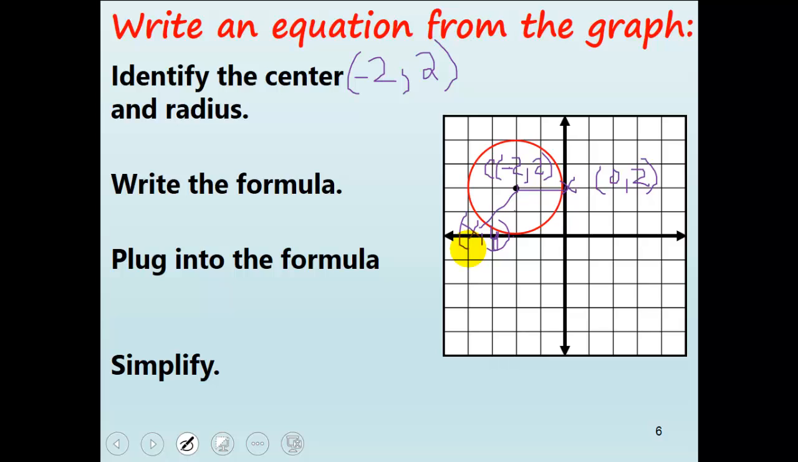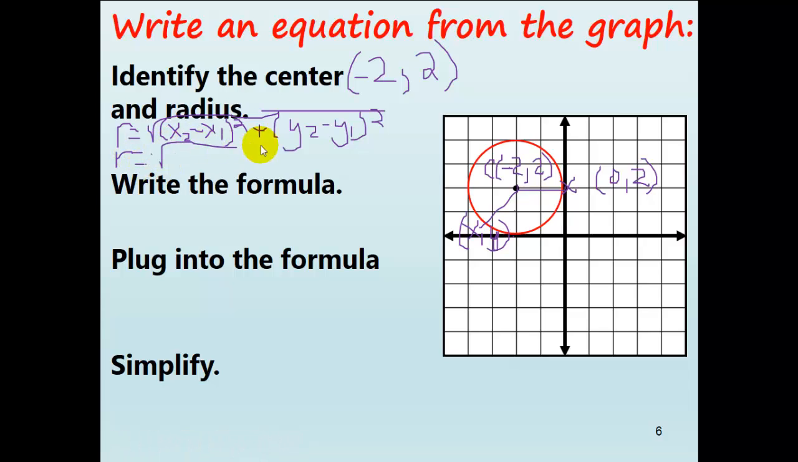So the distance here is the radius. That's what we're looking for. And so we're going to use, just like we practiced before, the distance formula. We're going to write that down, and then we're going to plug in. So I get -2 minus 0 squared plus 2 minus 2 squared. This becomes -2, and -2 squared is 4, so I get the square root of 4. This becomes 0. So my R is 2.